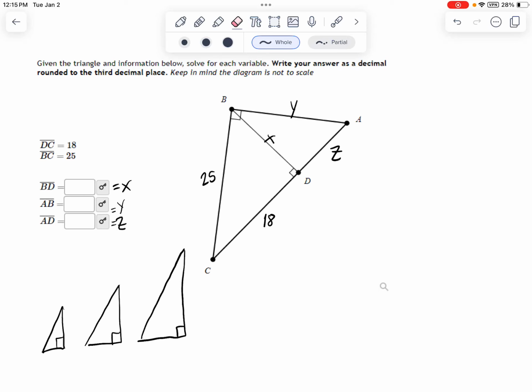Hello and welcome. So we have some similar triangles. Let's go ahead and get started. So first off, we are going to be solving this sucker. I've already taken the liberty of writing some information down.